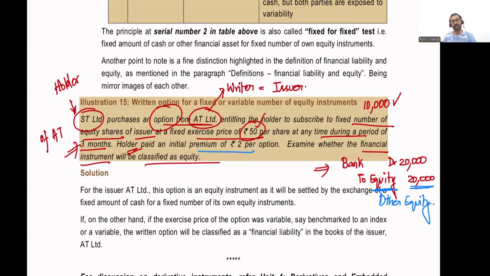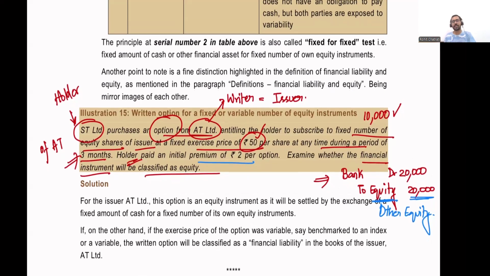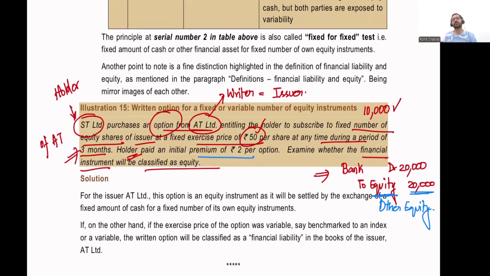In case of derivative contracts, we are going to see whether the fixed for fixed test is actually met or not. Fixed amount of consideration for a fixed number of equity shares. If AT Limited has an obligation to deliver a fixed number of equity shares for a fixed amount of consideration, it will be regarded as equity. The logic is exactly the same as what we saw earlier.